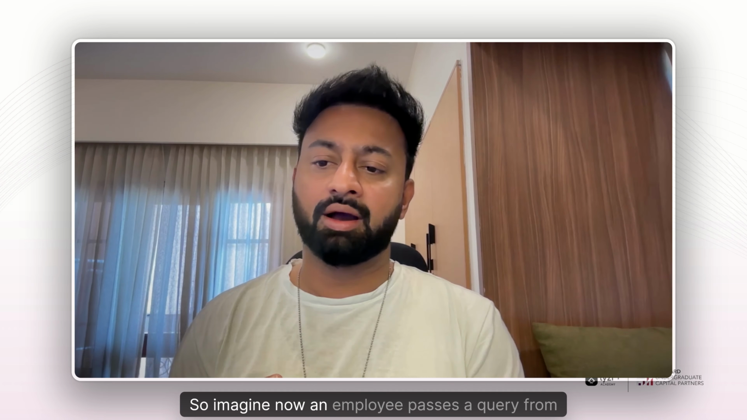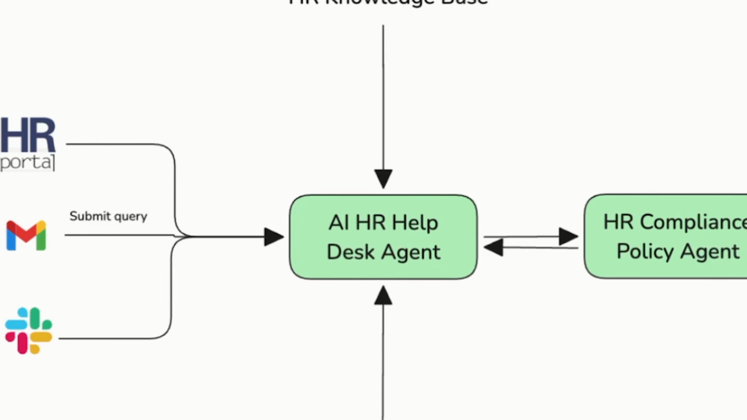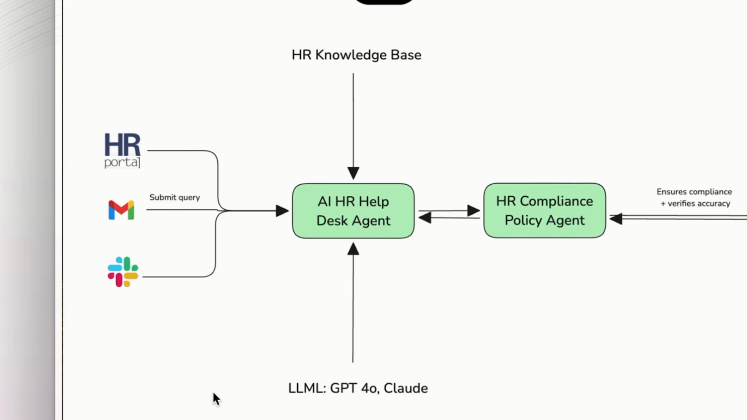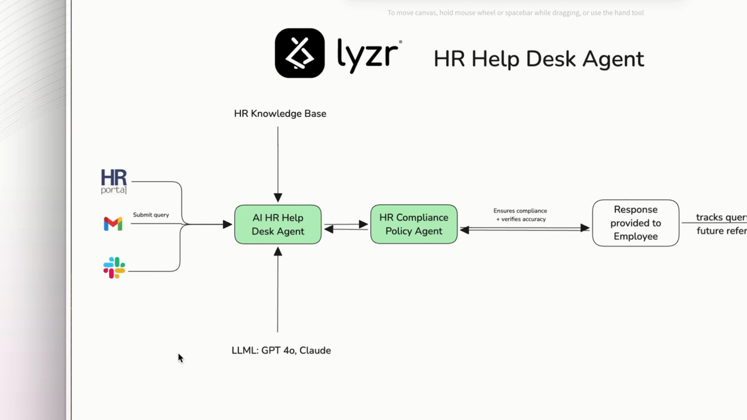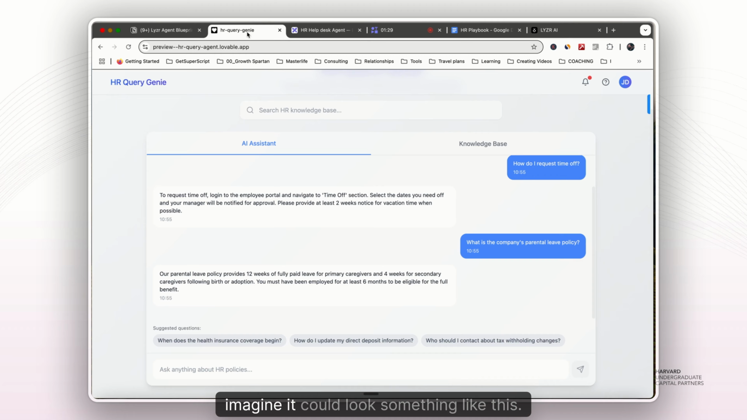So imagine an employee passes a query from Gmail, Slack, or any HR portal, right? They should be able to do that. Or imagine there's a standalone front end that's been built on, let's say, React or Streamlit, or Lovable, where an employee is able to come and say, I have a question around X. Okay, imagine it could look something like this.